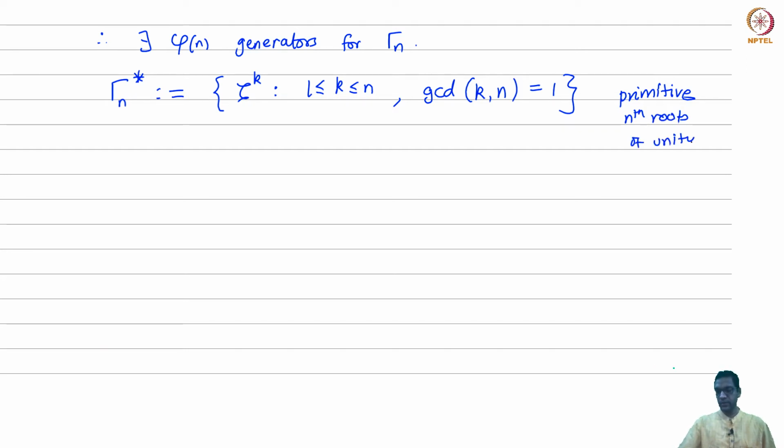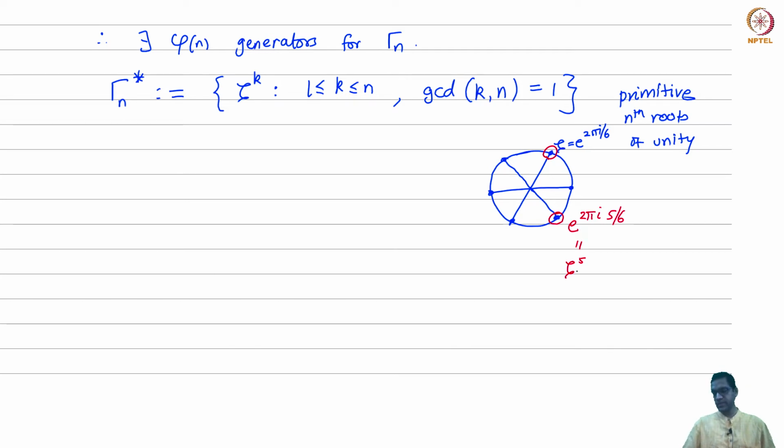And in our previous example, when I talked about n equals 6, for instance, I have the sixth roots of unity. These are the 6 of them. Zeta is e to the 2 pi i over 6, and then the various powers of zeta, and only 2 of them are primitive, which are e to the 2 pi i over 6 and e to the 2 pi i into 5 by 6. So this is zeta power 5. These are the two primitive 6th roots of unity. The other roots of unity are not primitive.